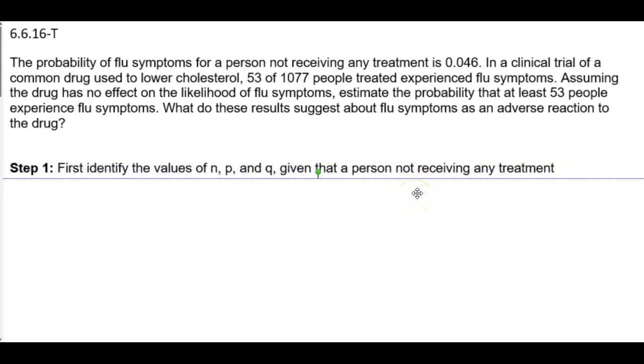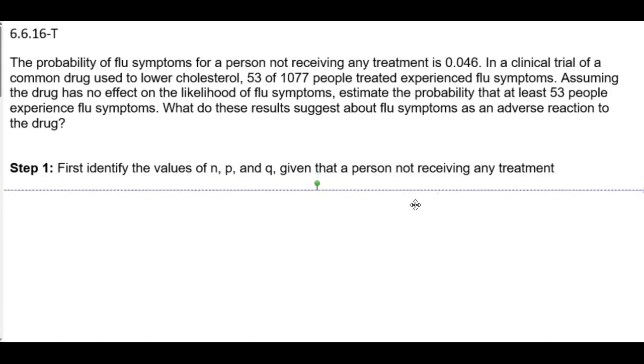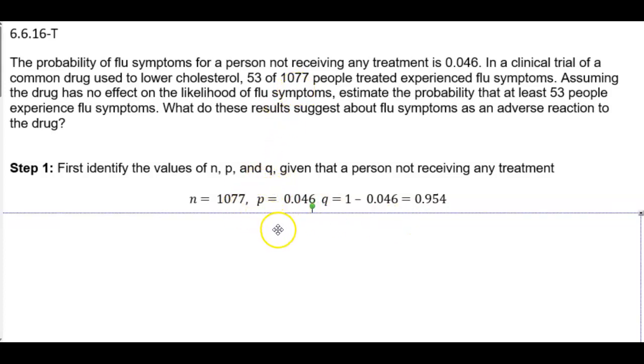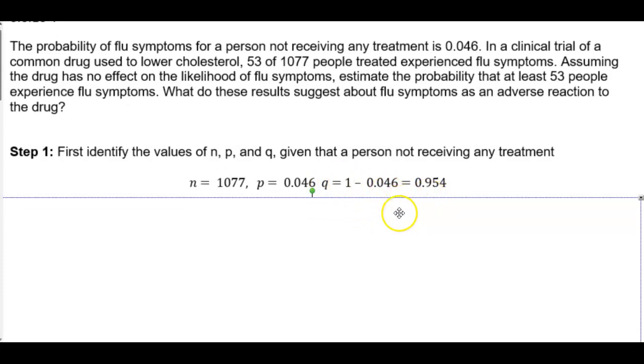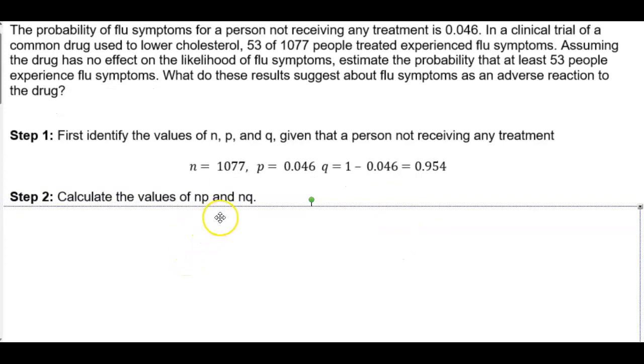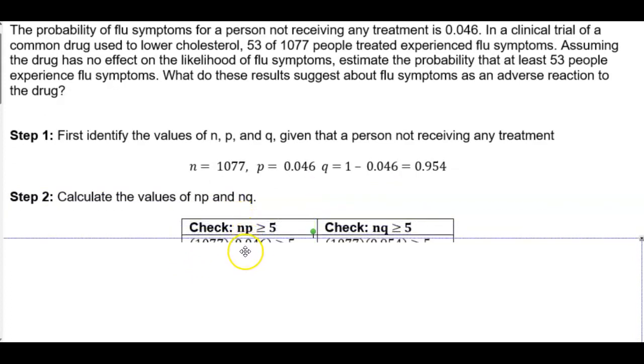So we want to first identify the values of n, p, and q given that a person is not receiving any treatment. So the sample size, n, is equal to 1,077. The probability p is 0.046, and to find the complement of that, q, 1 minus 0.046 is 0.954. Now we want to calculate the values of n times p and n times q.